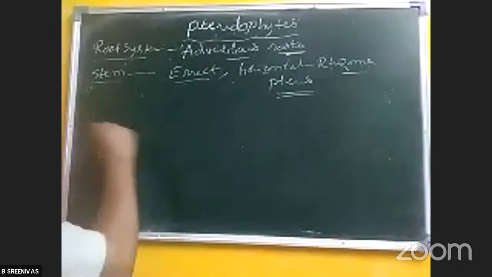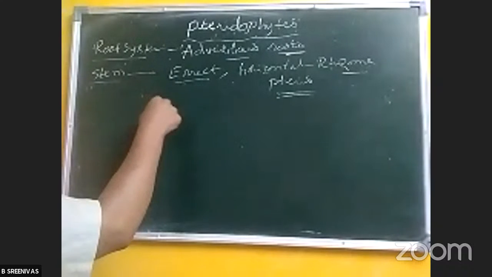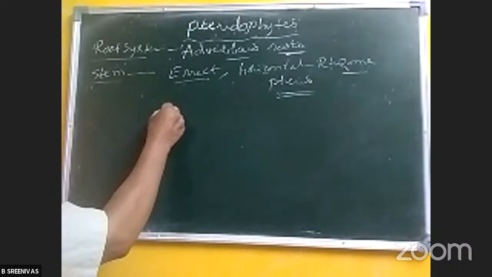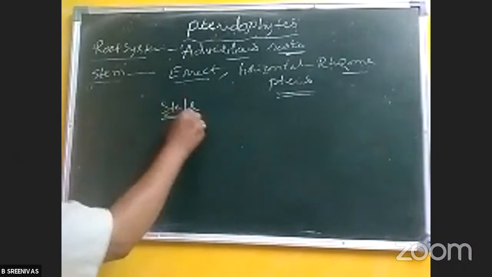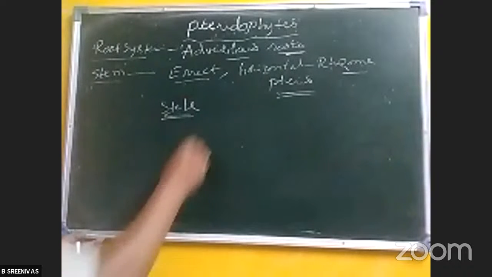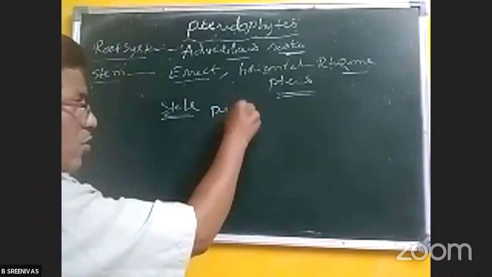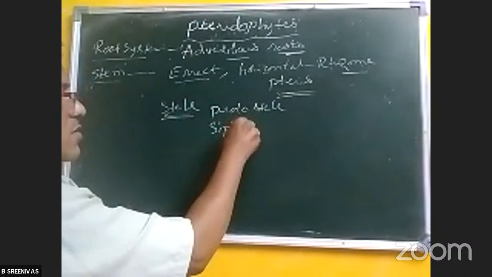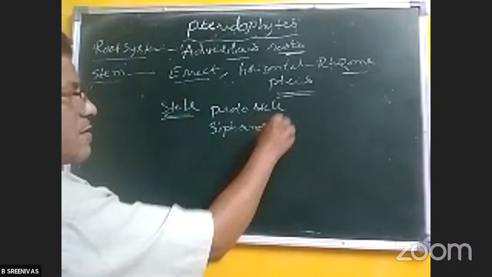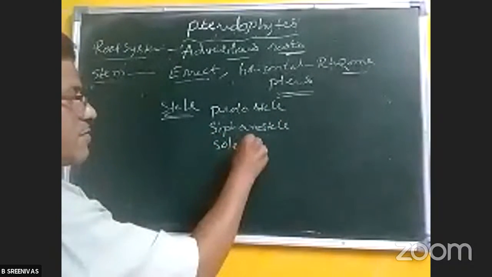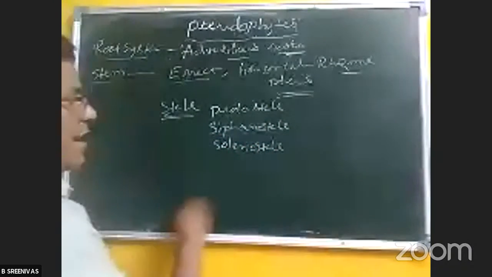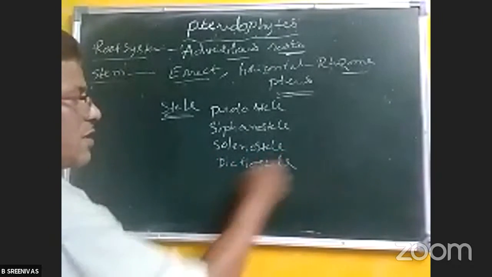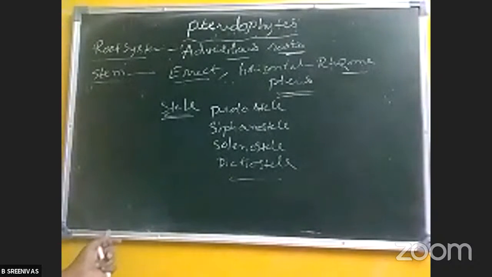So this stem is also having, what we can say, the leaves present. In the stem also, what stele? Stele is very important. What types of steles are present here? Protostele, siphonostele, and solenostele, and dictyostele. So different types of steles are present.